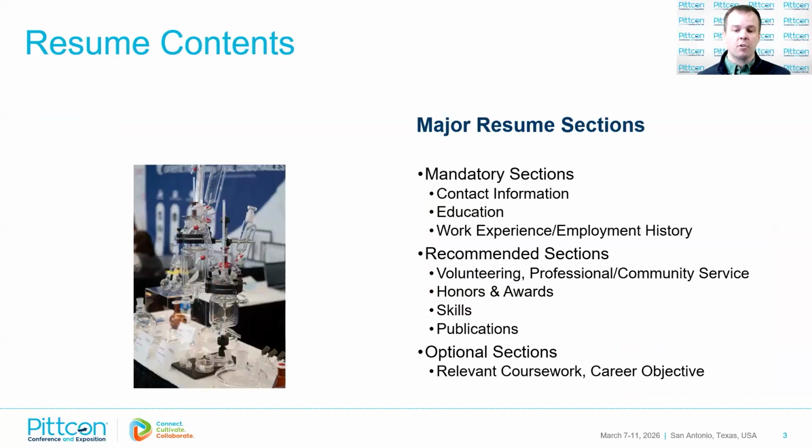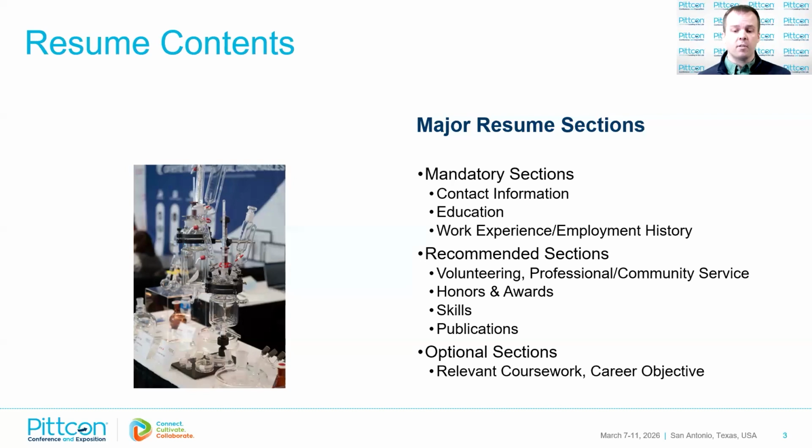The major resume sections include several mandatory sections as well as recommended and optional sections. Mandatory, you will need to include your contact information. So we'll need to make sure that an employer knows how to reach you, including phone number, email, and physical mailing address. You will also include a section with your education and your work experience and employment history. Any of your materials throughout your resume or your CV, you'll need to make sure that those are in reverse chronological order, with the most recent things towards the top. That way, those will be the things that will jump out at a potential future employer.